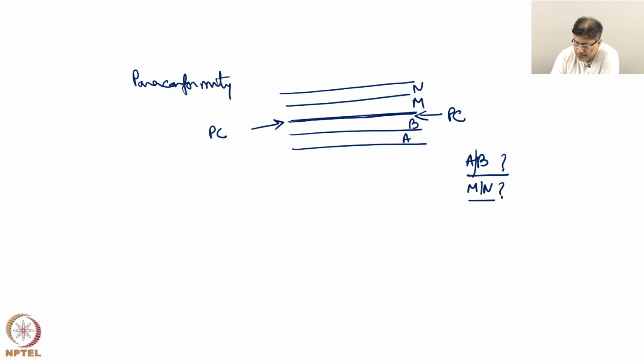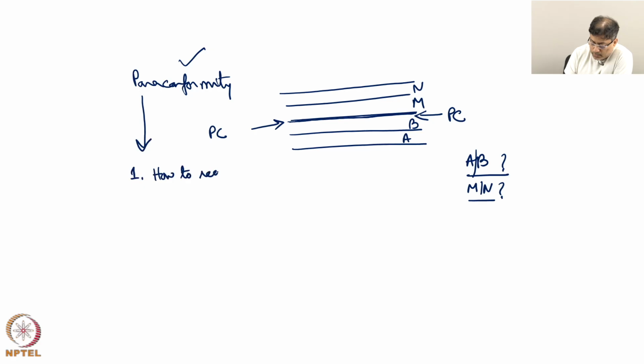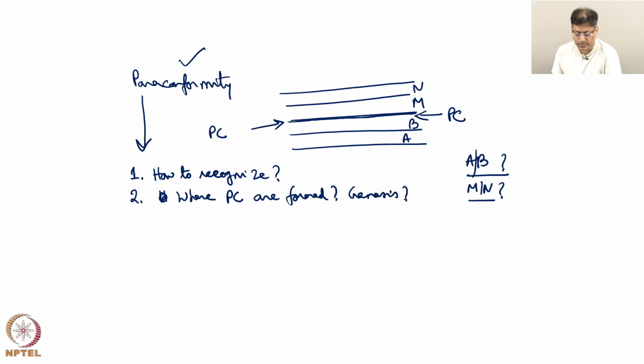How do we distinguish a paraconformity? How do we recognize it, and where do we expect it in the geological context? There are two questions. Question number 1, how to recognize, and number 2, where paraconformities are formed, how they are formed, genesis becomes a question. Now, recognition of paraconformity is tricky.